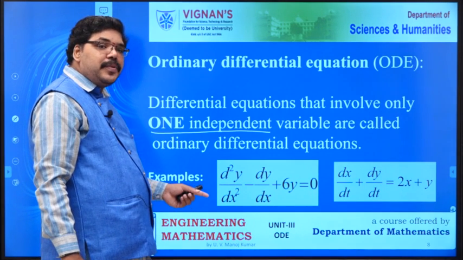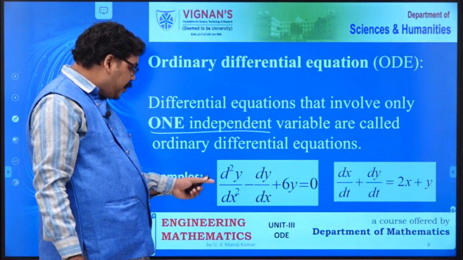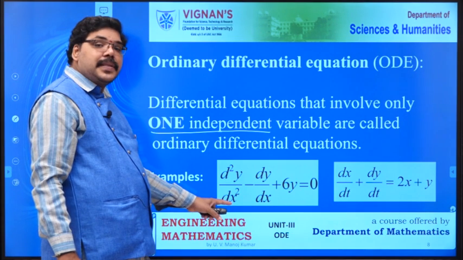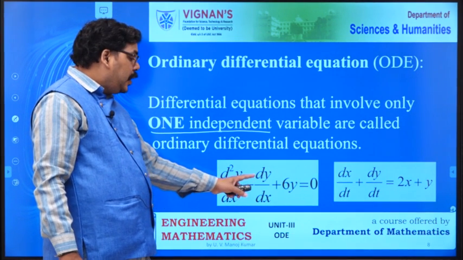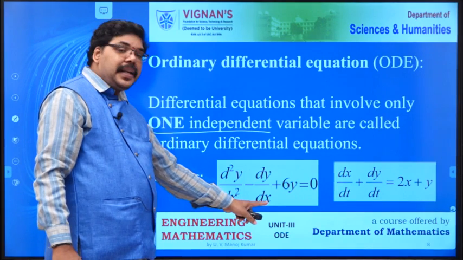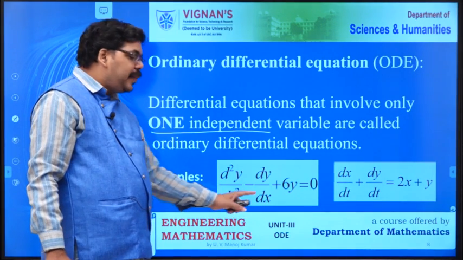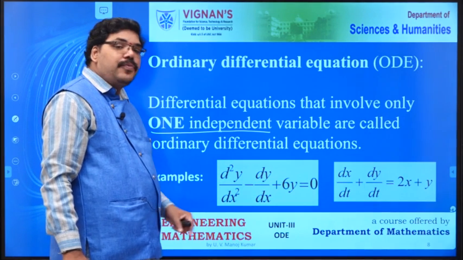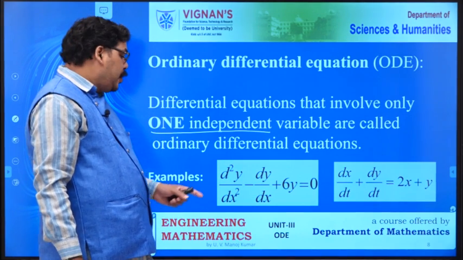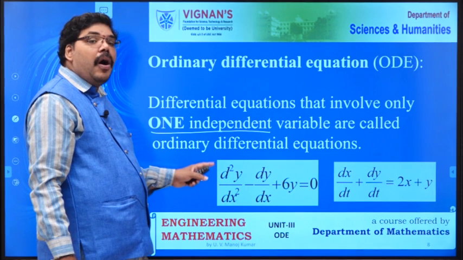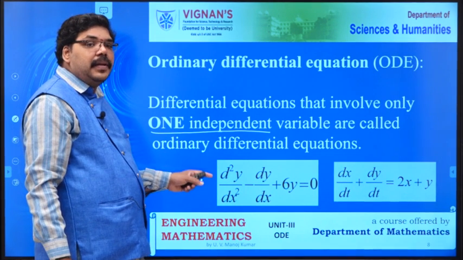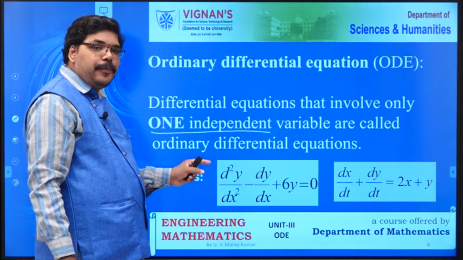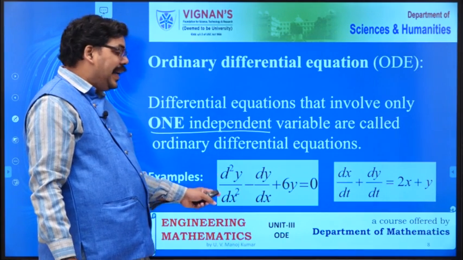How many independent variables are there? You see the derivatives here, d square y by dx square. In the denominator, x is the variable, minus dy by dx. In the denominator, x is the variable. So only one independent variable. What is the dependent variable? Y. We are finding derivatives of y. So y is the dependent variable. So this is an ordinary differential equation. Why? It is having only one independent variable, x.